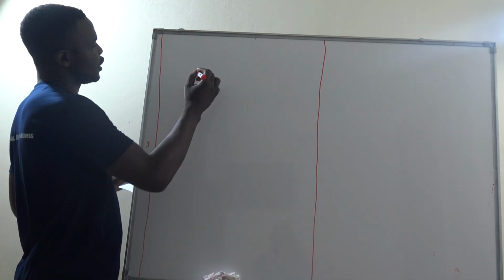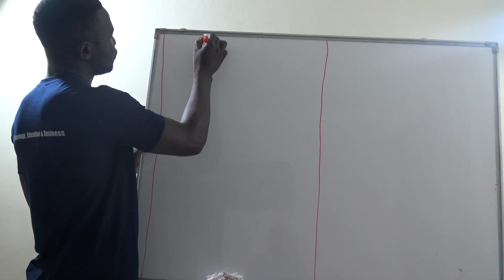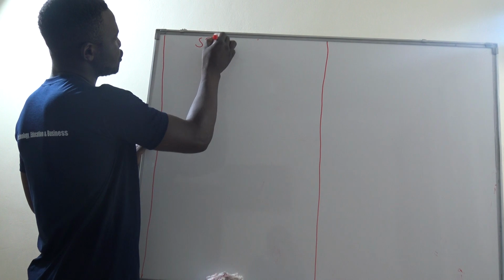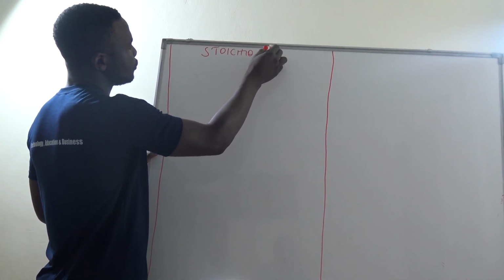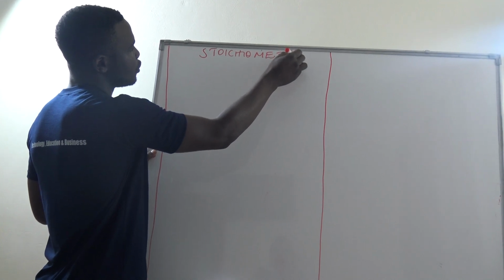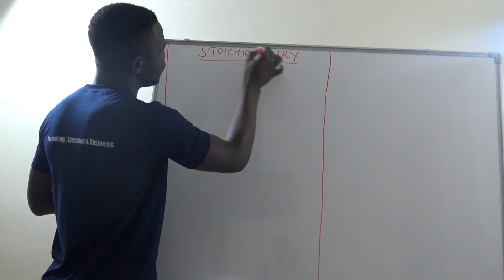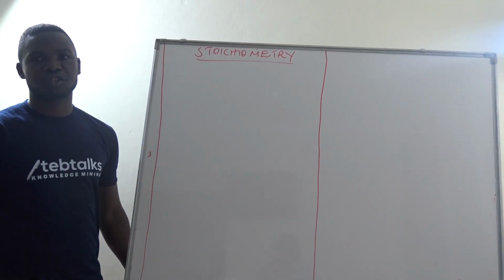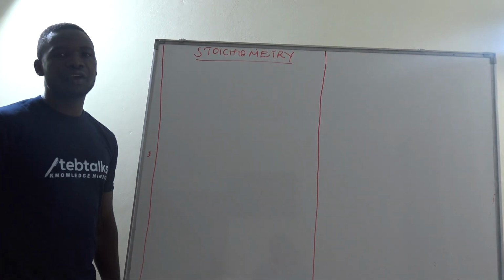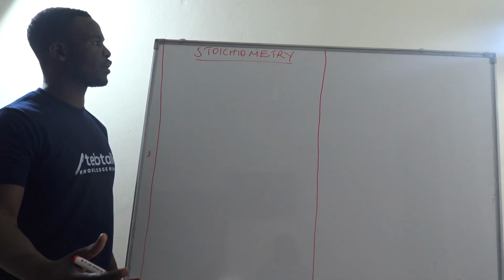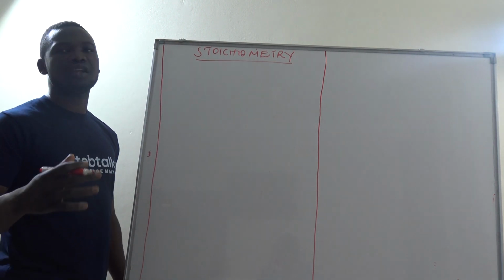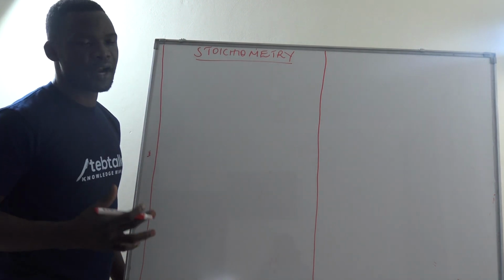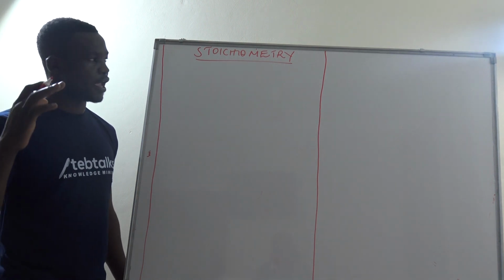In today's lesson, we are going to look at stoichiometry. Now, the question is, what is stoichiometry? When we say stoichiometry, we basically mean the relationship between reactants and products in a chemical reaction.